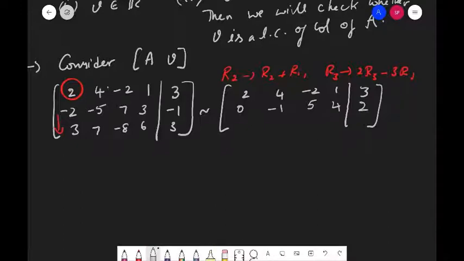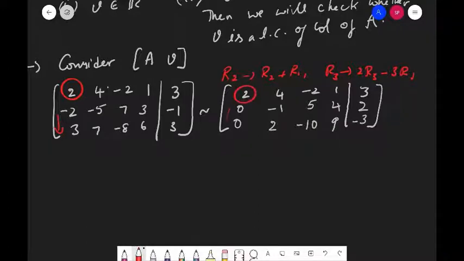And then 2 times 3, 6 minus 3 times 2, 6, 0. 2 times 7, 14 minus 12 is 2. Right, 14 minus 12. And then -16 plus 6 is -10. And then 12 minus 3 is 9. 12 minus 3 is 9, and then 2 times 3, 6 minus 9 is -3. Now again let us mark the pivot positions.